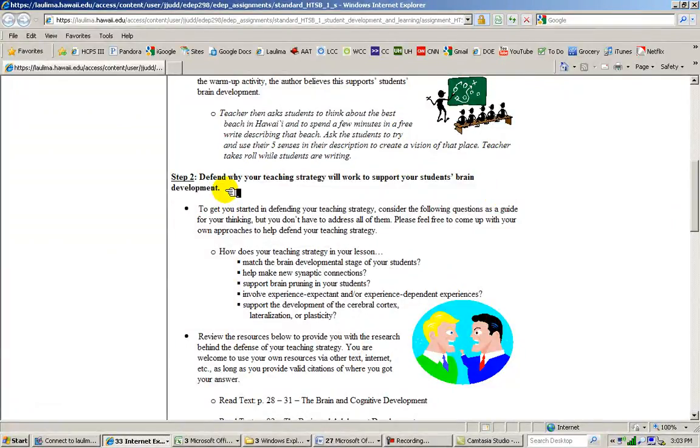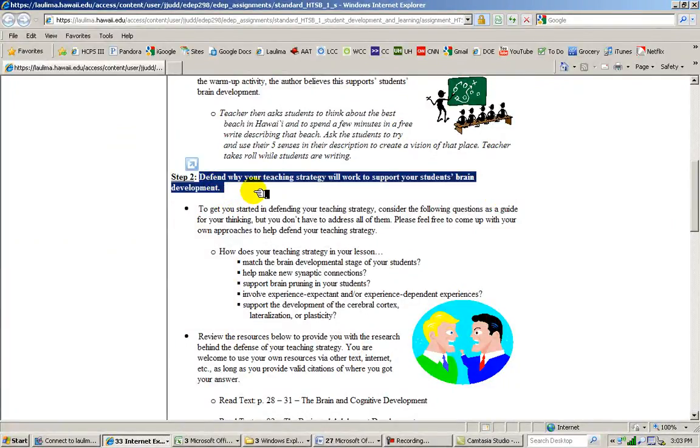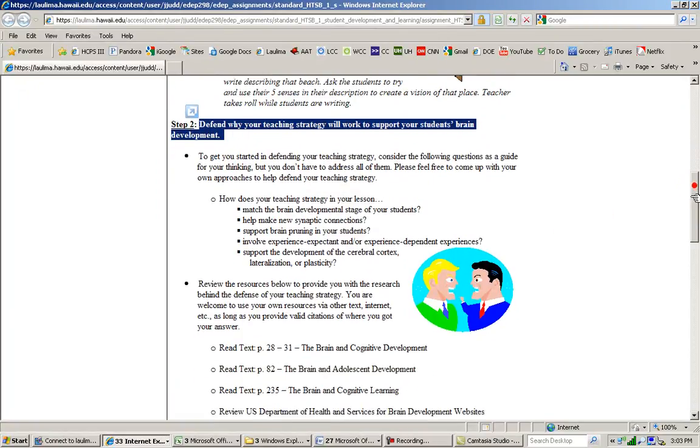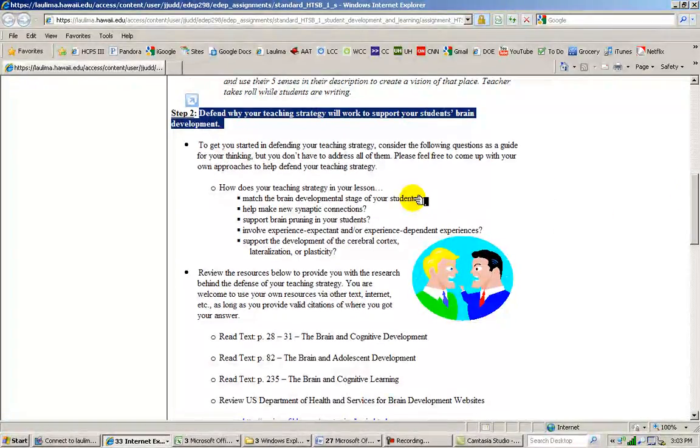The challenging part is to defend why that is true, and this is where our text resources, the class of educational psychology, come in. You have some things to think about and to answer as a way to help defend your strategy. So if you have another approach to doing that, you're welcome to use it, but this is a way to get your thinking started.